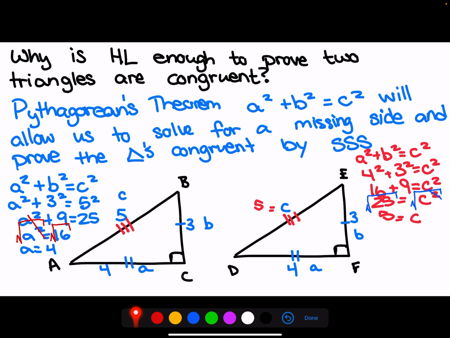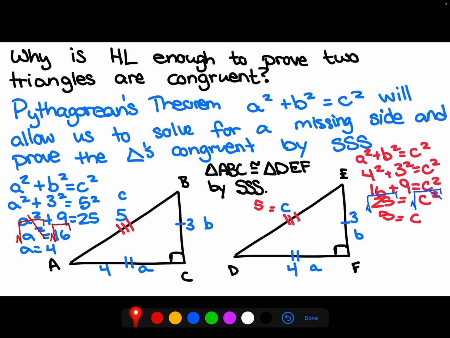Now we can see that the two triangles are congruent by side, side, side. And on the other triangle, side, side, side. So triangle ABC is congruent to triangle DEF by side, side, side. And also, if we had the two legs and our right angle, we could say side, angle, side as well.